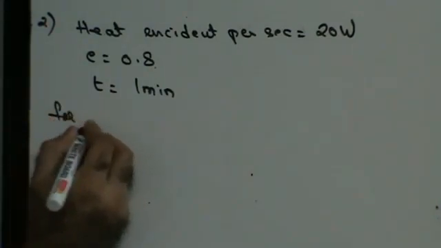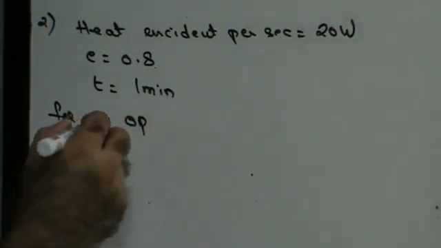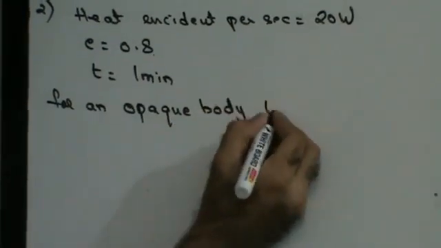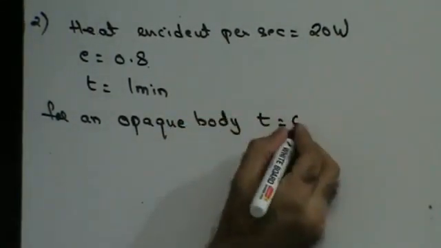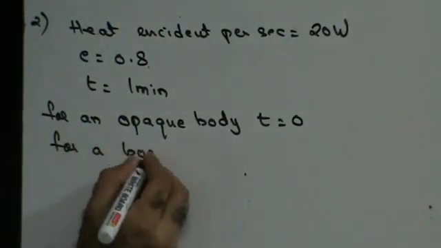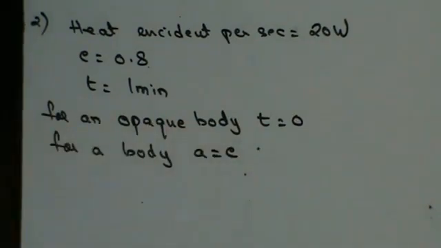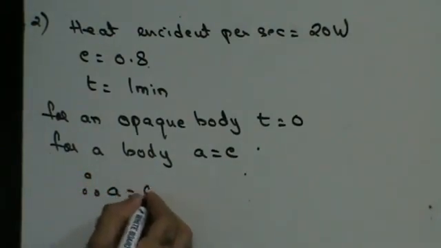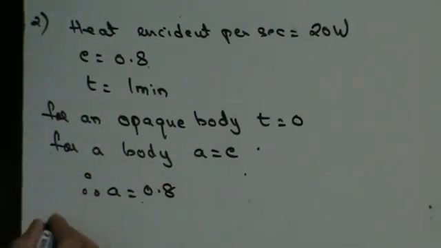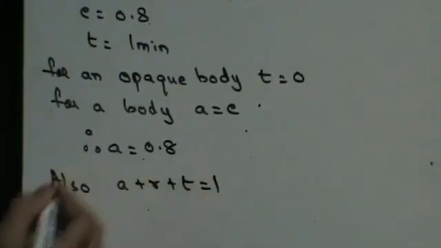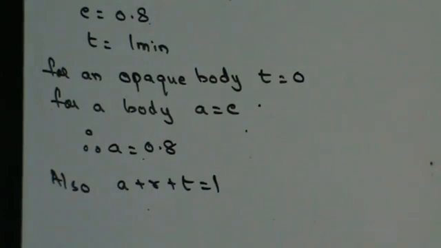Now, I can say for an opaque body, coefficient of transmission is 0. We also know that for a body, coefficient of absorption is equal to coefficient of emission. That means I will therefore get coefficient of absorption to be 0.8. Also, coefficient of absorption plus reflection plus transmission should be 1. So you will come to know what is the coefficient of heat energy that is reflected.